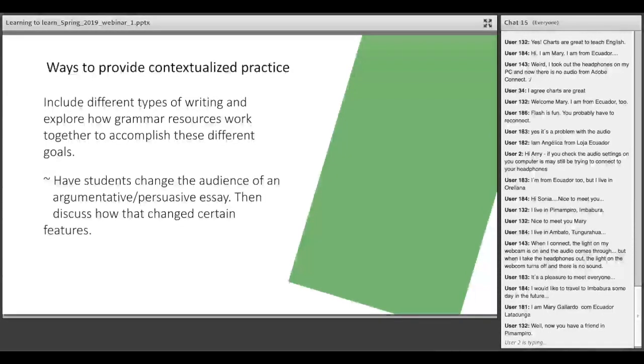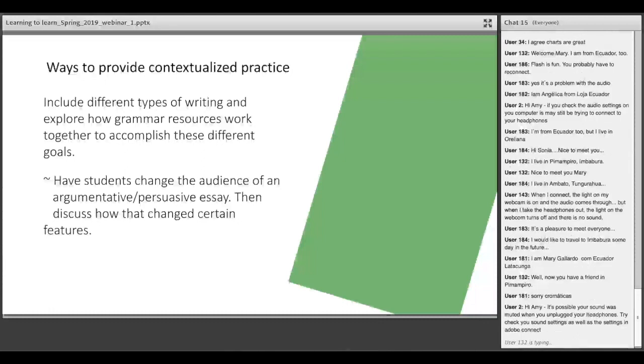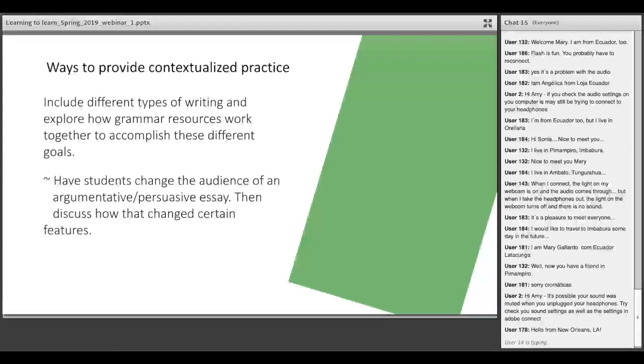So some ideas and ways to provide contextualized practice to accomplish these different tasks. One would be to have students write an argumentative or a persuasive essay and have them have a specific audience in mind. So maybe they're trying to write their supervisor or their boss or their teacher for an extension or a day off from the boss, maybe an extension for a paper from the teacher, if the teacher is the audience, although we don't really want to encourage that, obviously.